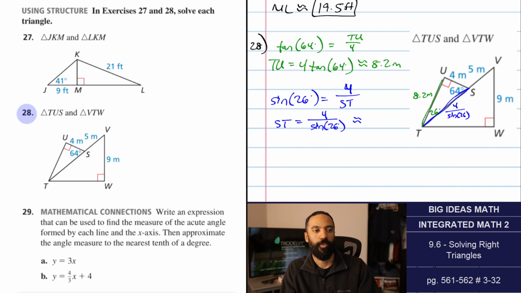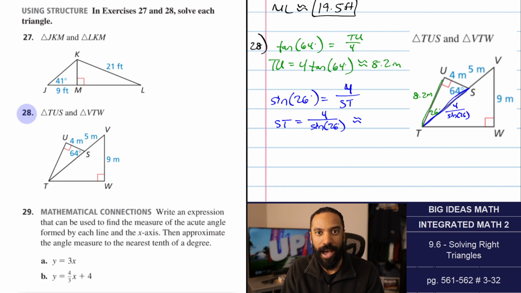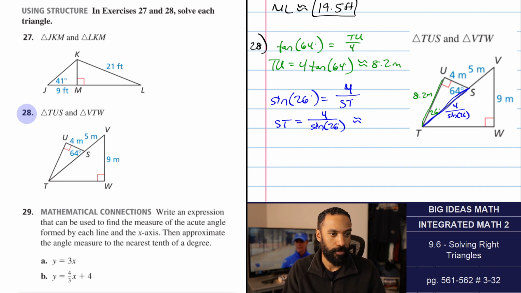How about this? I'm going to write the rounded value there, but in my calculator, I'm going to use the exact value. Does that make sense? 4 over sine of 26. So it rounds to 9.12468. I'm going to say 9.1. 9.1 meters.